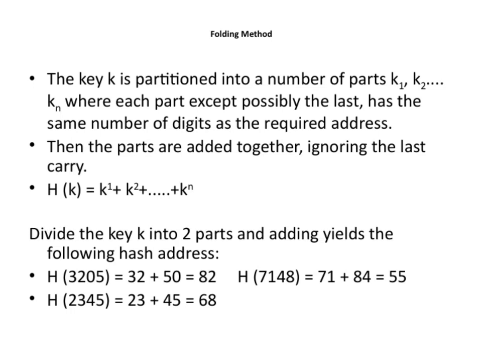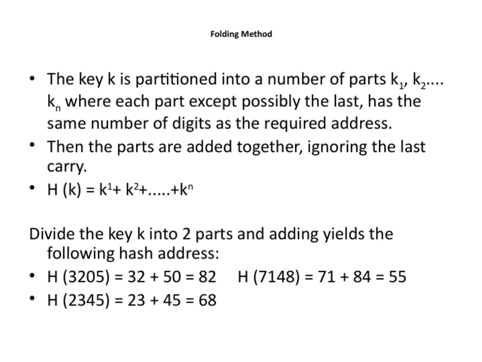The key, which we'll call K, is divided into several parts: K1, K2, all the way up to Kn. Most of these parts, except possibly the last one, have the same number of digits as the address size we need. Once we have these parts, we simply add them together. An important point here is that we ignore any carry that might result from the addition. The hash function, h of k, is essentially the sum of all these parts, k1 plus k2, and so on, up to kn. To make this clearer, let's look at some examples.